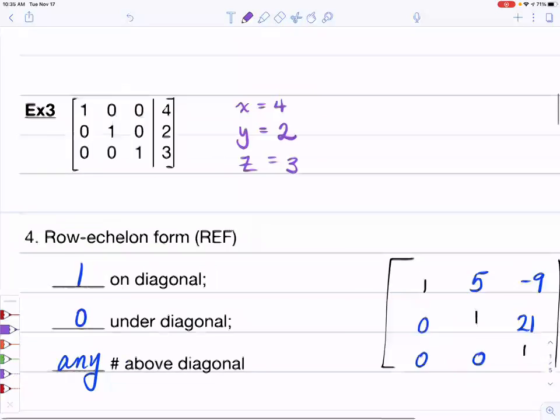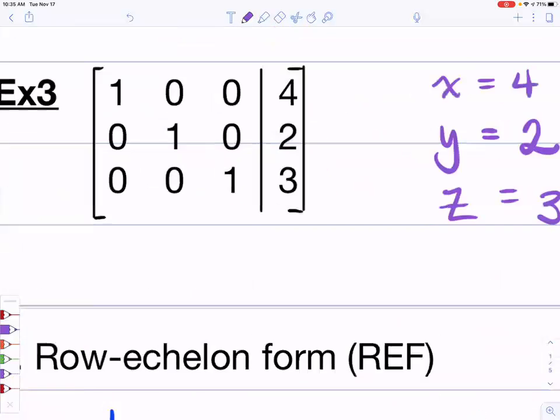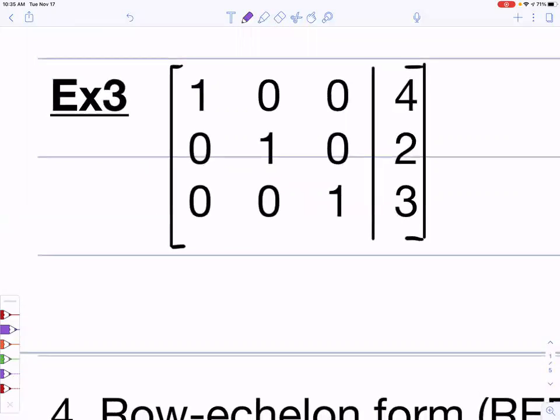And if I take what I learned from the video, what kind of form is that matrix written as? Close. Yeah, reduced row echelon form. What were the requirements for reduced row echelon form?